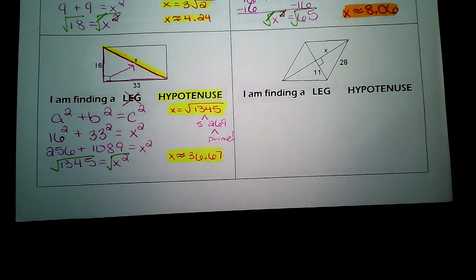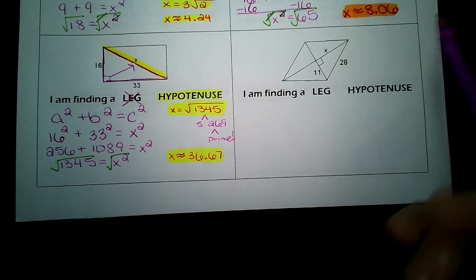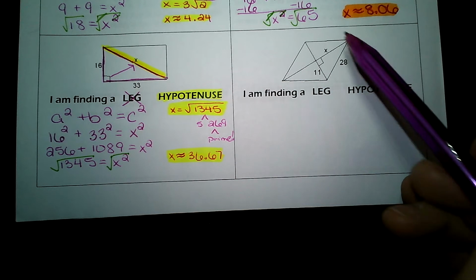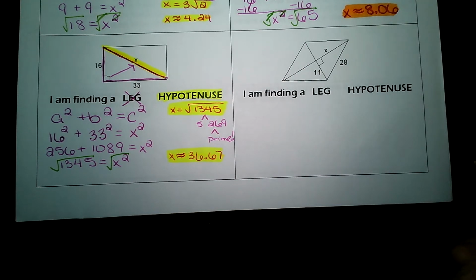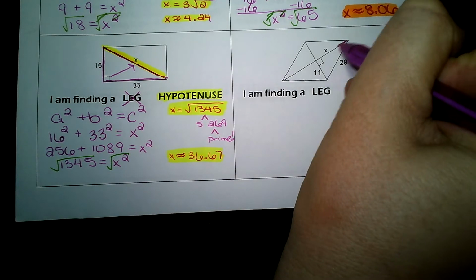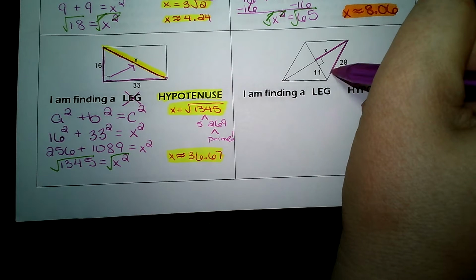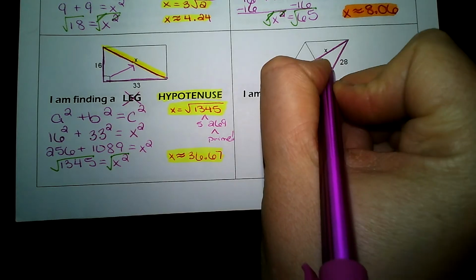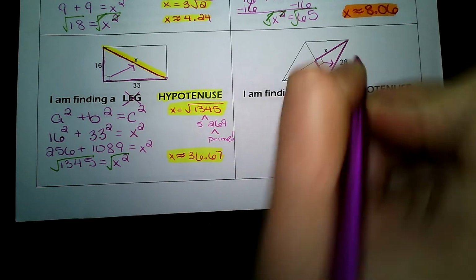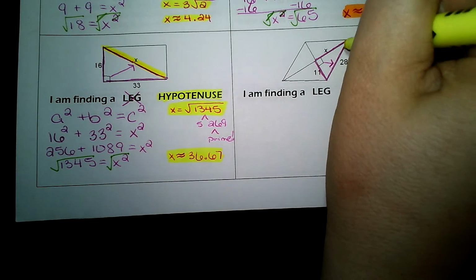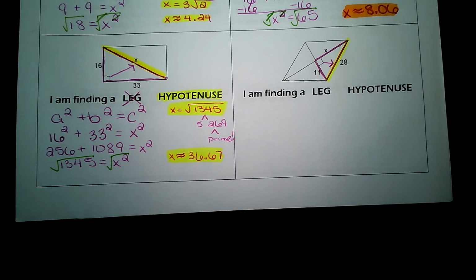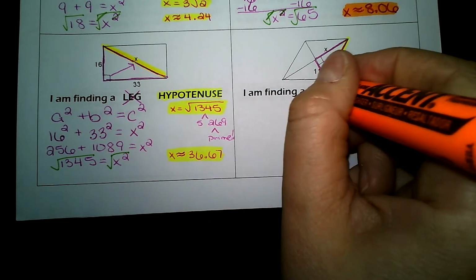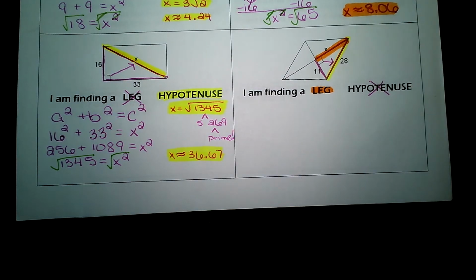All right, let's try this very last example. In this last example on the front here, we've got another complicated picture. We're going to see this picture a lot when we start studying something called quadrilaterals. But right now, we're really focusing in on the triangle. So maybe, again, highlight the triangle so that you don't get overwhelmed by the rest of the picture. Okay. Identify the hypotenuse first. It's straight across from the 90-degree angle. The hypotenuse has already been measured. The hypotenuse is 28. So we are not finding the hypotenuse, which means we're trying to find a leg.